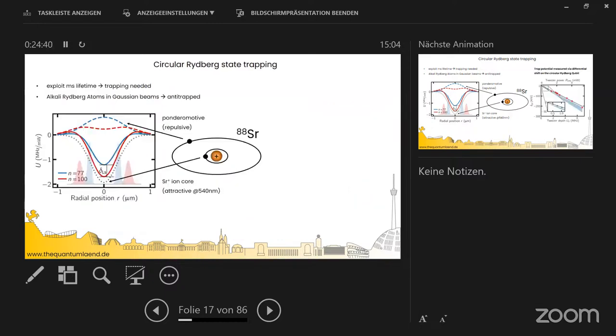Okay, I would like to spend the last 5 minutes to talk a little bit about what you can do now with this circular state. We have now this Rydberg electron in the circular state, but I told you we have an optically active core now, a strontium plus ion, that you can use for manipulation of the state. And the first thing that one can make use of is that this core has a polarizability, and you can use it for trapping.